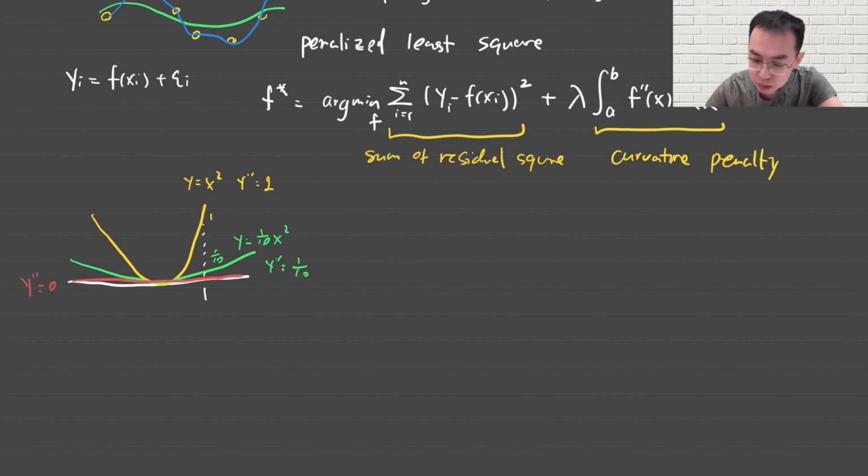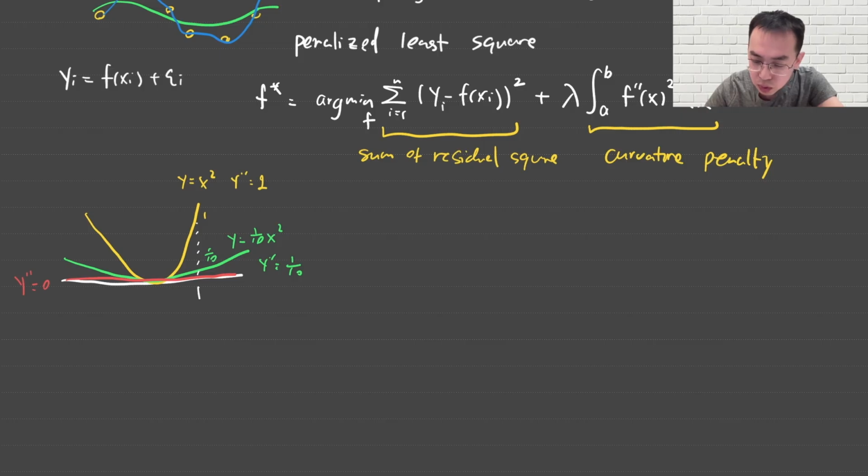Okay, so that is the objective for the smoothing spline. We want to find the function that balances the two.